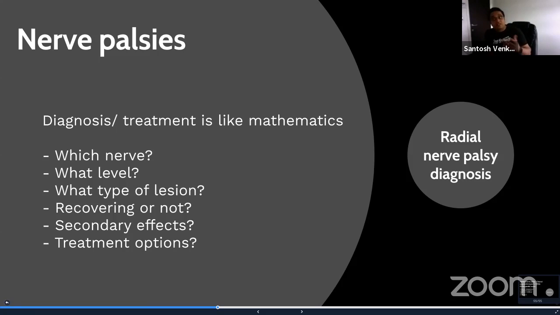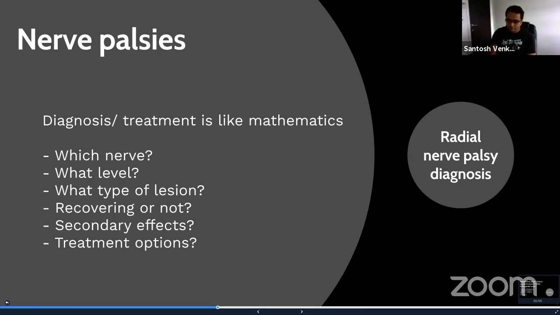Whether the nerve is recovering or not, usually the patients will be able to tell you if they're improving, or if there is a tunnel sign and you're progressively monitoring it, that can help you as well. Look at the secondary effects of the nerve injury, whether the joints have become stiff, whether there's any autonomic changes in the upper limb, and then that will dictate what your treatment options are as to what you can offer the patient.